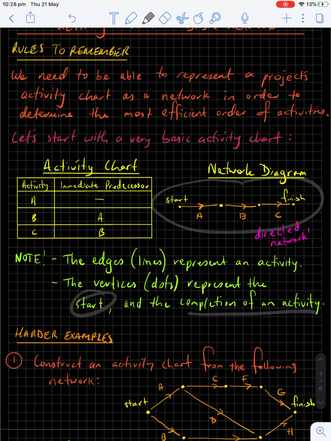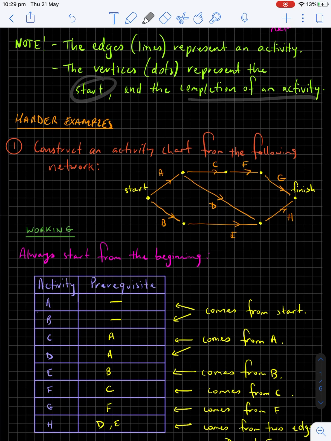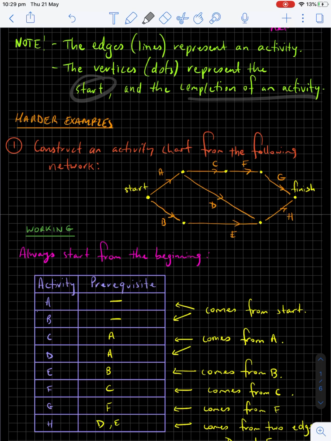Okay, so note, the edges represent the activities. The vertices represent the start and the completion of activities. So this is really important. This is not always the case. We're used to putting these letters typically on the dots, but when you're dealing with these activity charts, it changes around and the letters are on the edges. Let's do some harder examples of this.